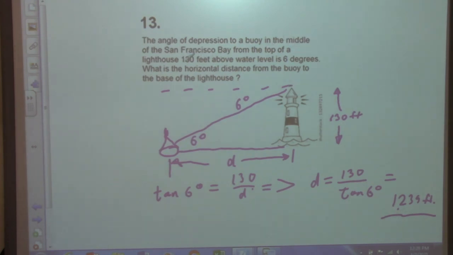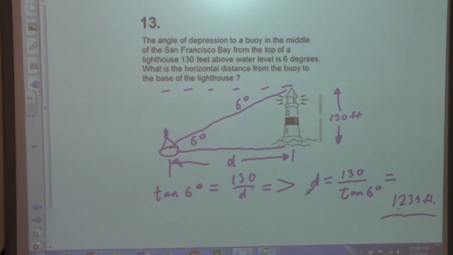Yeah, from the top of the lighthouse to the buoy. I don't know how to ask this question without drawing it out. Okay, that's fine. You have your little lighthouse, and then you have your buoy.